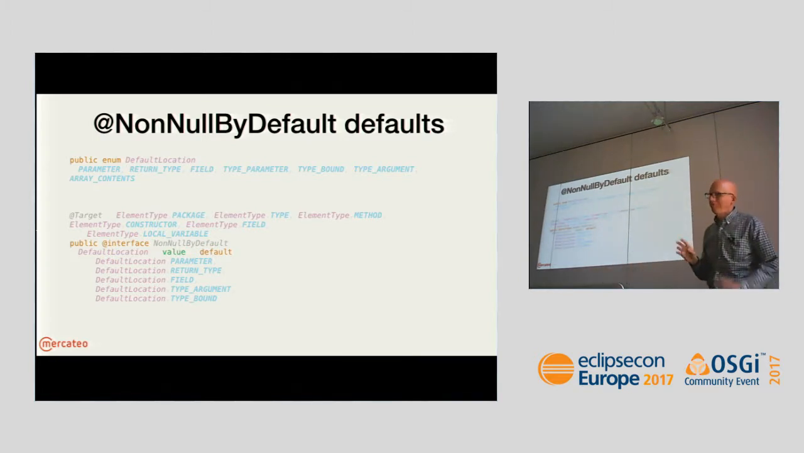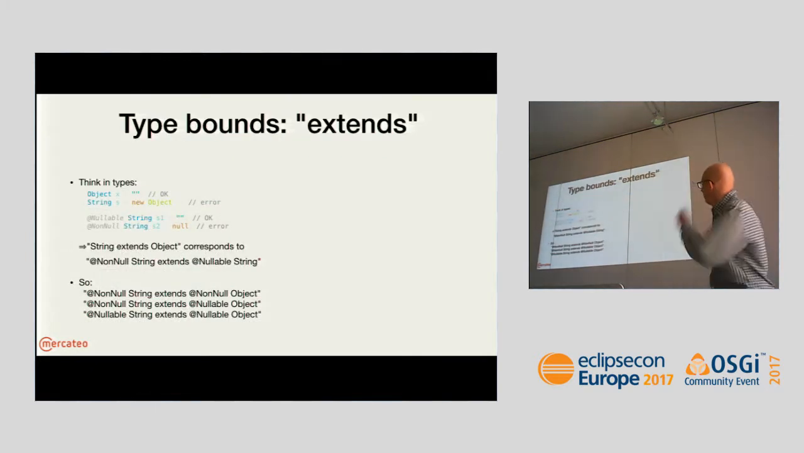I don't know. Arrays are difficult because, for example, you cannot allocate an array of length 10 with non-null elements, because if it's new, it always contains nulls. Yeah? And also, I don't know why the choice was made, really. Maybe because it was not implemented. Now, type bounds.